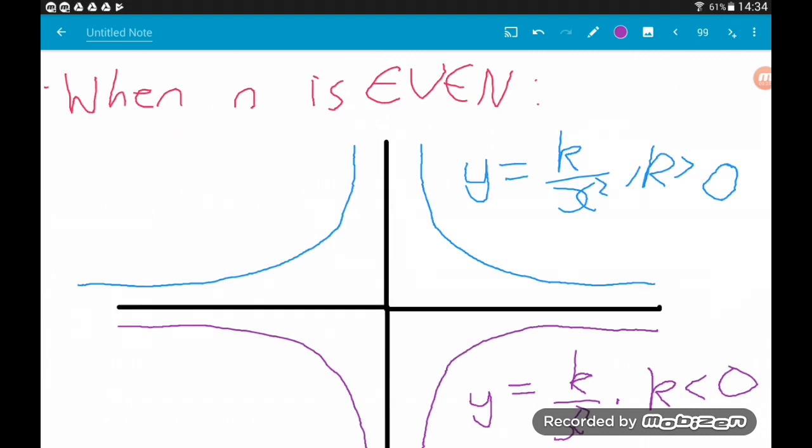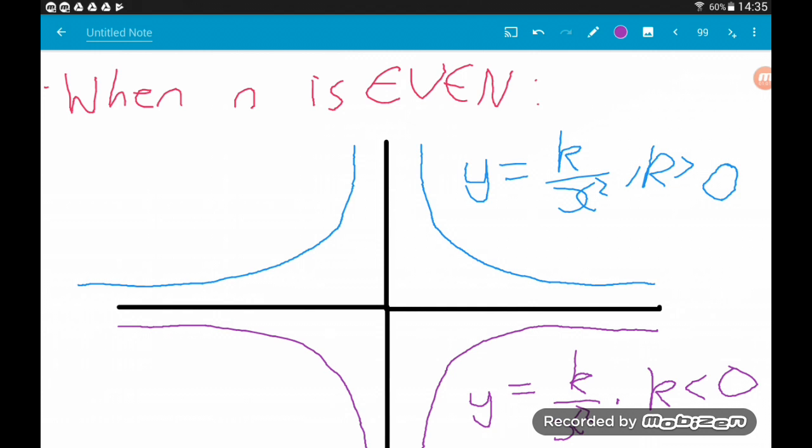So, for example, if we had y equals k over x squared, and n is even, n is 2, what happens with even reciprocal graphs is that you have two parts of the graph, and they are on opposite sides of the vertical asymptote. So here, with y equals k over x squared, we have symmetrical parts of the graph on opposite sides of the y-axis.